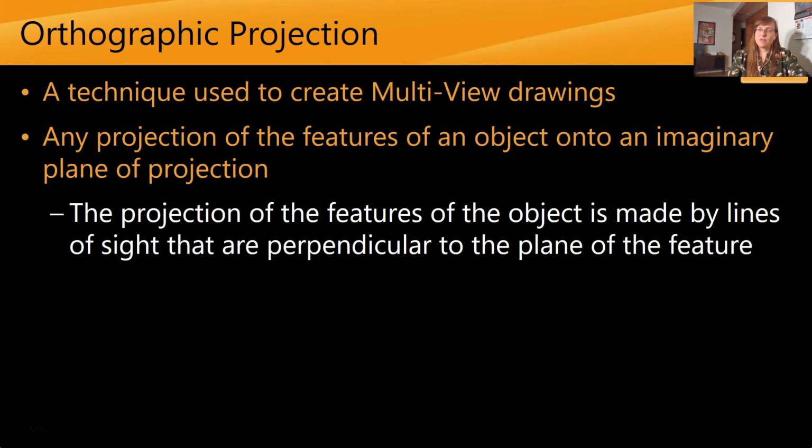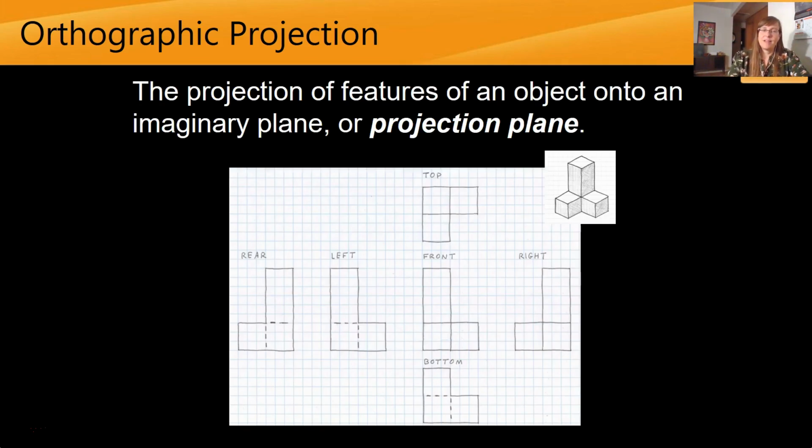So the glass box view is essentially each side of your box is a projection of a side of your object, and those box faces are what we are drawing. So again, the projection of features of an object onto an imaginary plane or a projection plane is considered an orthographic projection. In this case, we call it orthographic, meaning 90 degrees, because our box is made up of 90 degrees, our glass box that we're using.